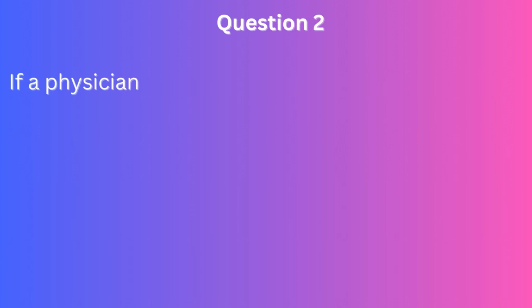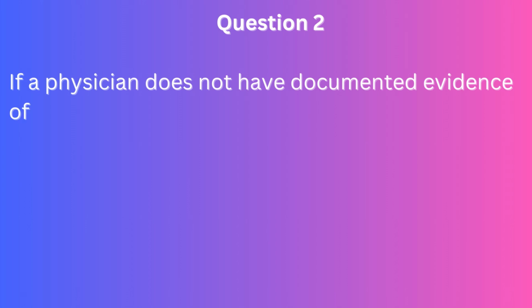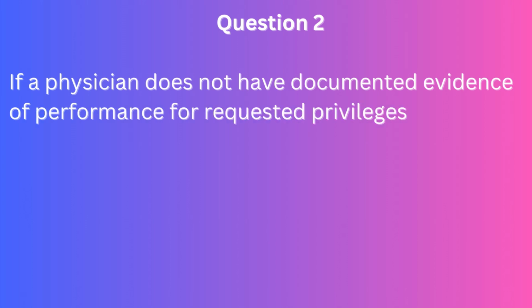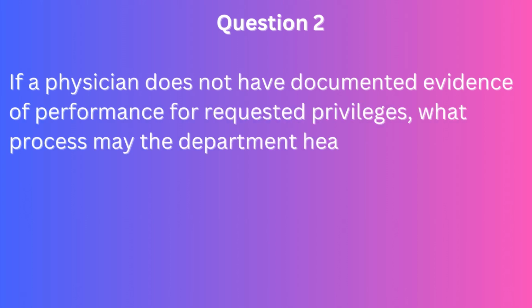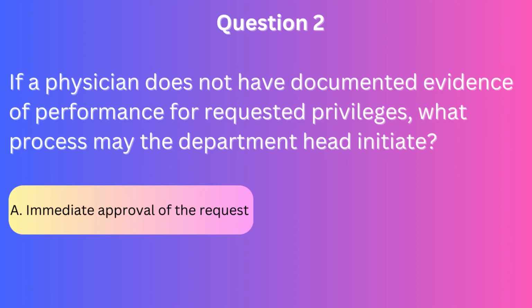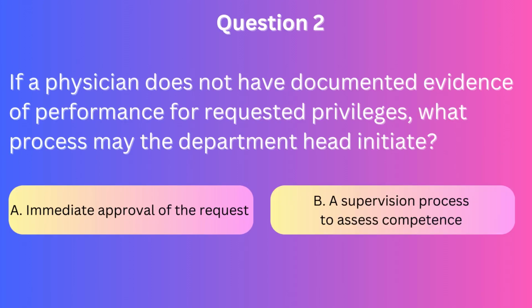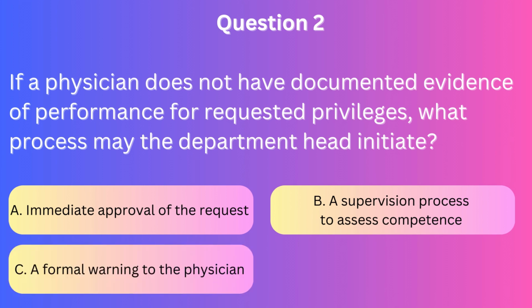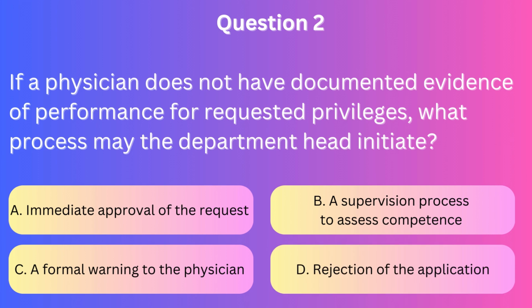2. If a physician does not have documented evidence of performance for requested privileges, what process may the department head initiate? A. Immediate approval of the request. B. A supervision process to assess competence. C. A formal warning to the physician. D. Rejection of the application.